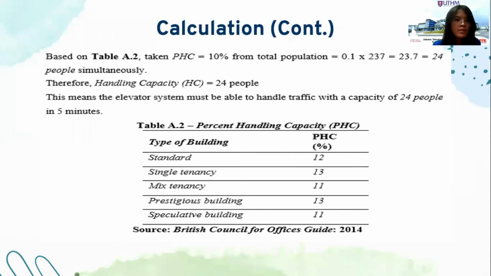Based on table A.2, the PSC is 10% of the total population, 0.1 times 237, so 23 people simultaneously. Therefore, handling capacity is 24 people. This means the elevator system must be able to handle traffic with a capacity of 24 people in 5 minutes.